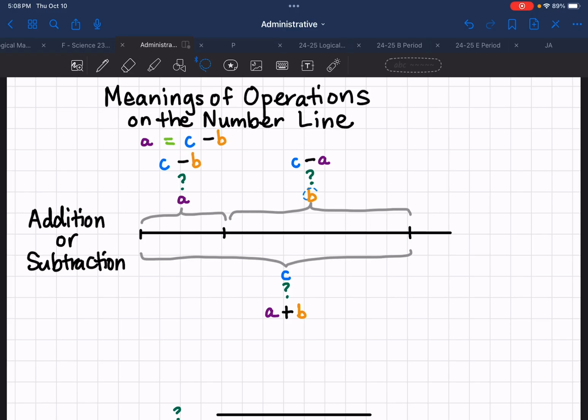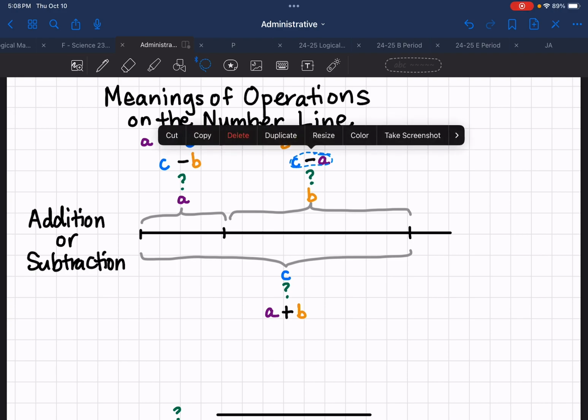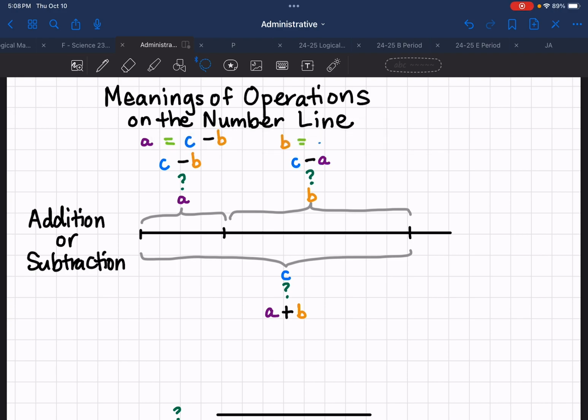Okay? Same thing here. B is going to be equal to, because this question mark is being named by both B and C minus A. So we say B is equal to C minus A. So equations are found when you are trying to say two different expressions are the exact same number. Okay?